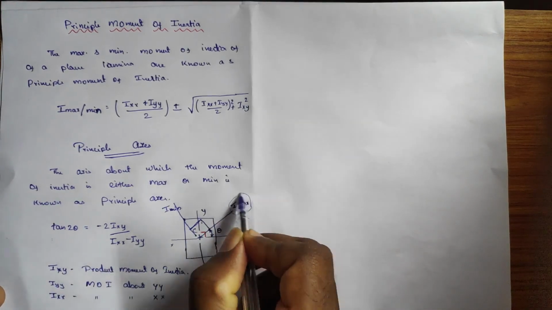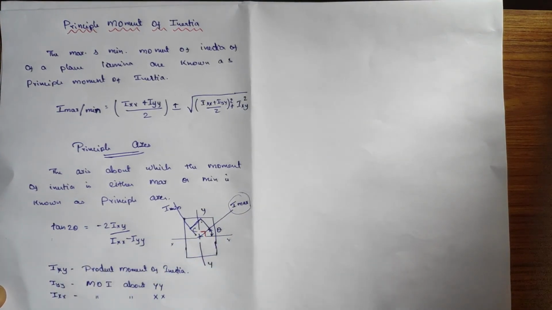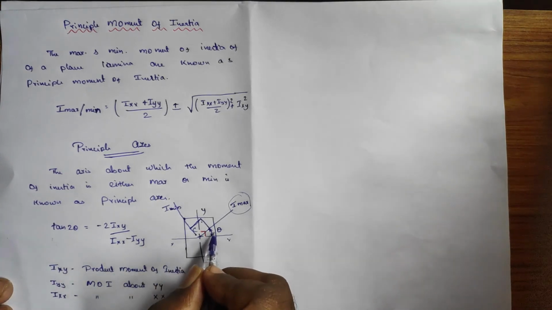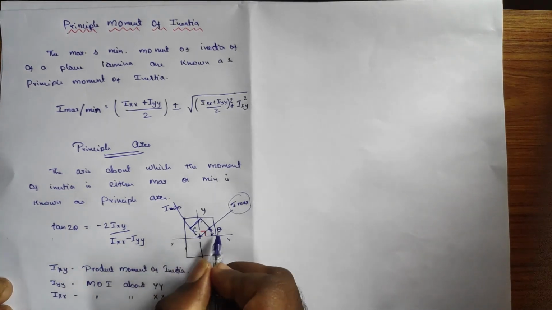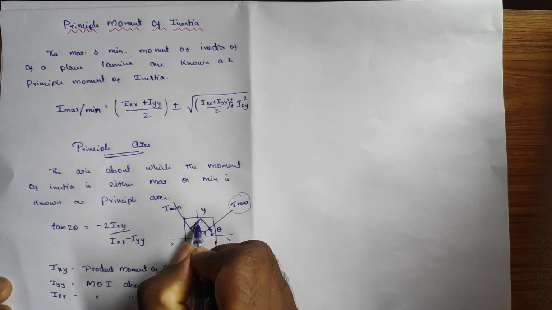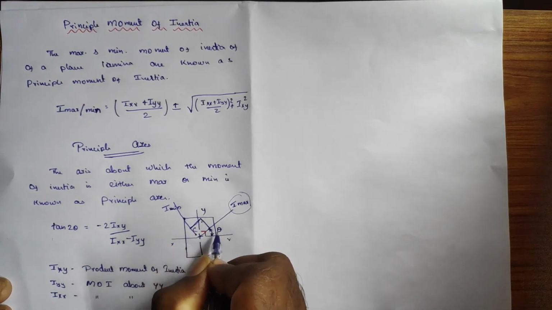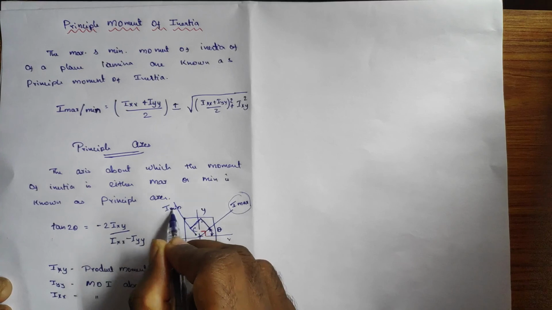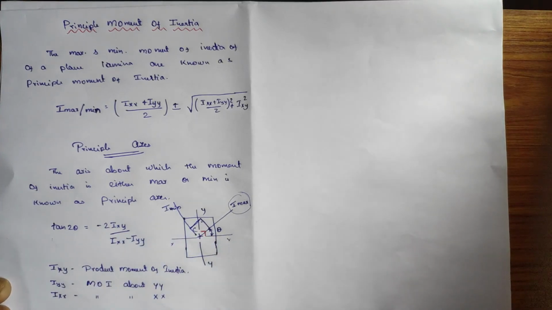To position the maximum moment of inertia, we use tan 2 theta equals minus 2 Ixy by Ixx minus Iyy, which gives theta. To position the minimum moment of inertia, the angle will be theta plus 90 degrees, since they are perpendicular to each other. So with theta plus 90 degrees, you can position the I minimum. I hope you understood. Thank you so much.